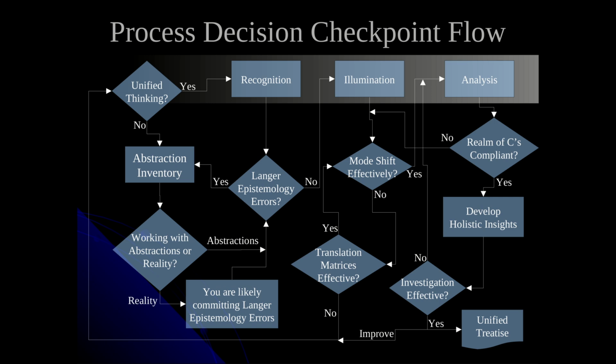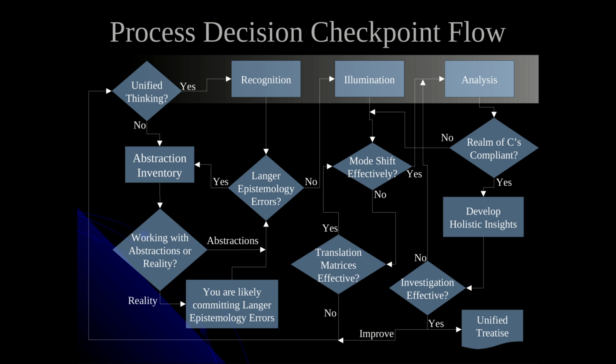That means you have to go into an abstraction inventory, which is where that tool comes in. You don't have to use our tool. You can use any tool as long as it accomplishes the same capability. Anyway, then the team as a whole, every individual on the team, has to understand, are they working with abstractions or are they working with reality? If they think they're working with reality, then they are very likely committing Langer epistemology errors. And then you go back up and you go in that loop until everybody understands what constitutes a Langer epistemology error and everything behind that.